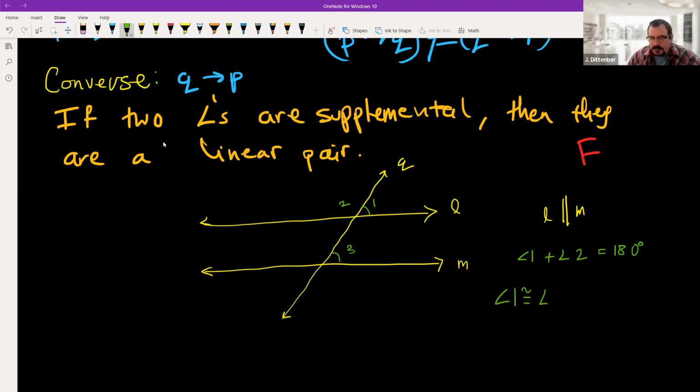But let me continue. So angle 1 is congruent to angle 3, which means that angle 3 plus angle 2 will add up to 180 degrees. So in other words, angle 3 and angle 2 are supplementary, but they're not a linear pair. This is a good example of how we disprove things in mathematics.